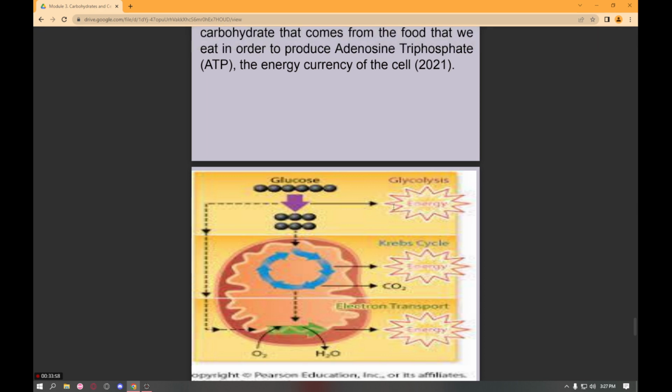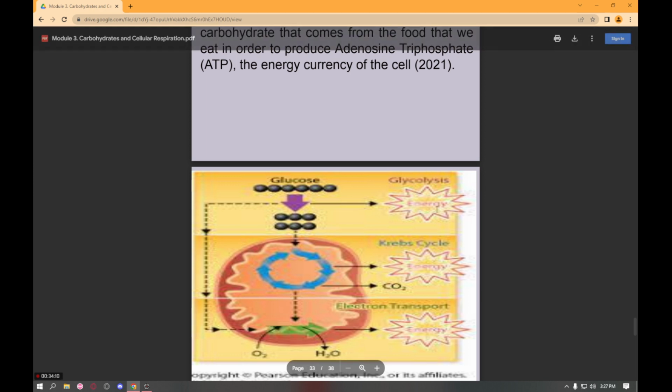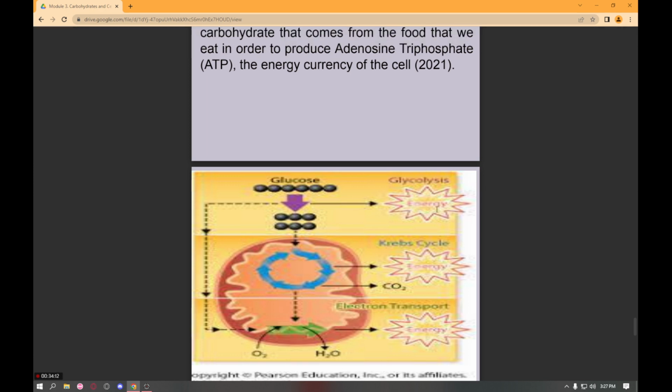So during the glycolysis process, we need energy through the presence of your ATPs. There are 6 carbons in your glucose, and the 6 carbon glucose is converted into 2 pyruvic acid. So your 1 pyruvic acid is equal to 3 carbon molecules. So sa bawat isang pyruvic acid ay meron siyang presence of 3 carbons.